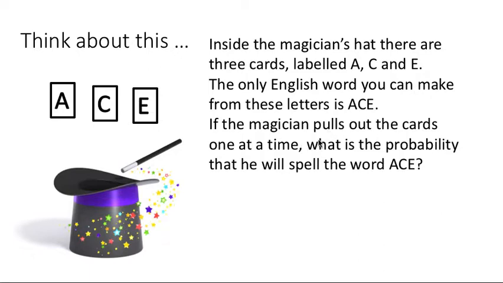Well, he's got to get an A first, so that's 1 out of 3. Then a C second, so that's 1 out of 2. And then an E, because that's the only card left, so that's a perfect certain probability there. So you got 1/6.